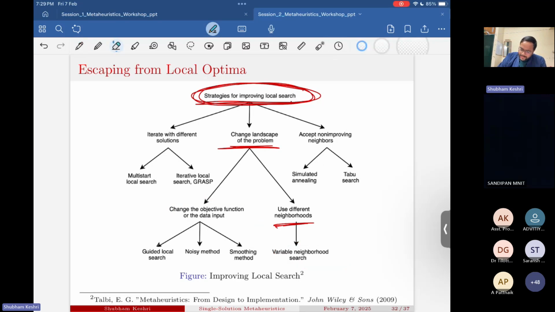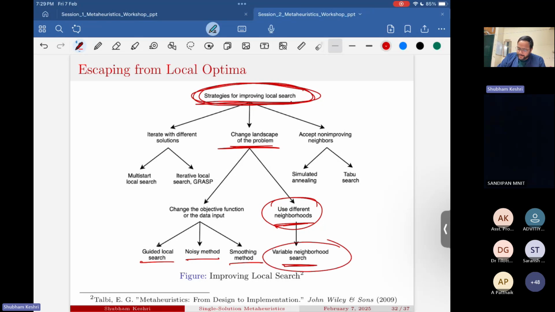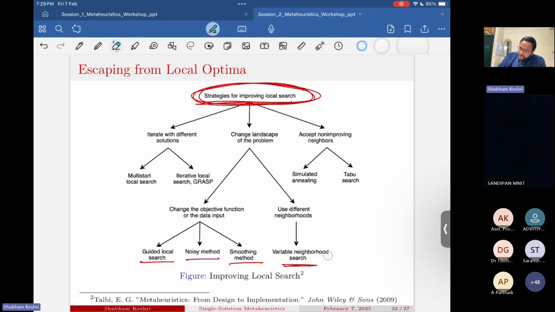These algorithms are known as guided local search, noisy method, or smoothing method. Different neighborhoods, which I was telling you, variable neighborhood search. There is another algorithm known as variable neighborhood descent. There are two algorithms over here. So this is one more method. So what are the two methods we discussed?